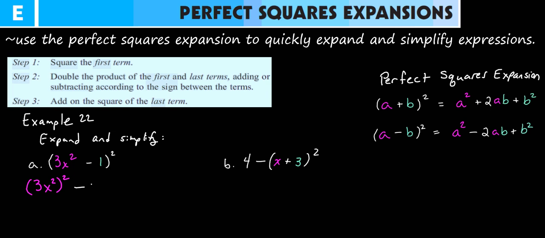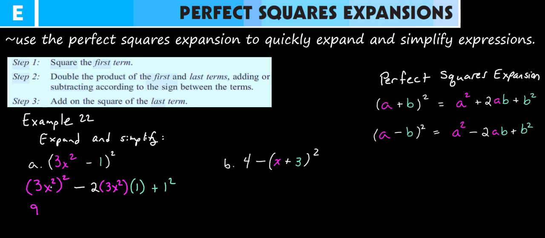We're going to double the product. So that means multiply 3x squared times 1. And then we'll have plus 1 squared. So 3 squared and x squared. We're going to borrow some of the things that we've already learned in earlier lessons. So we know that 3 squared is going to become 9.